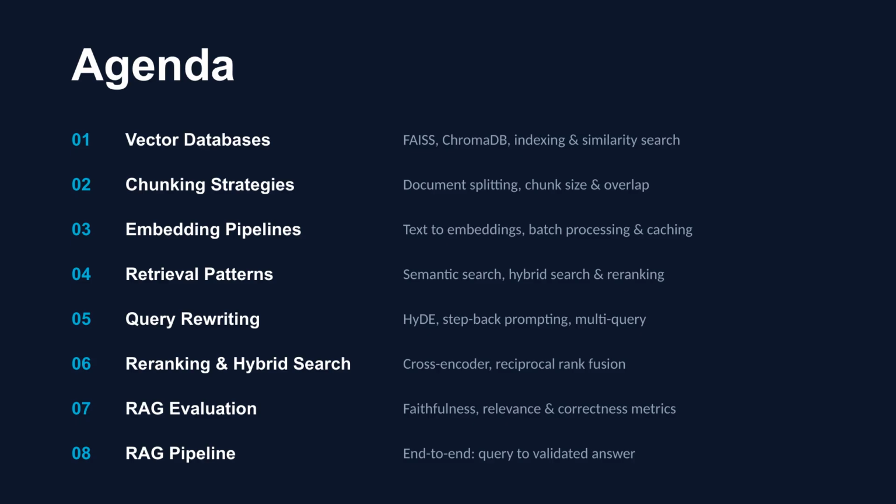Let's go. Here's the roadmap. 8 sections that build a complete RAG system. First, vector databases, how to store and search embeddings. Second, chunking strategies, how to split your documents. Third, embedding pipelines, converting text to vectors. Fourth, retrieval patterns, semantic search, keyword search, and hybrid.